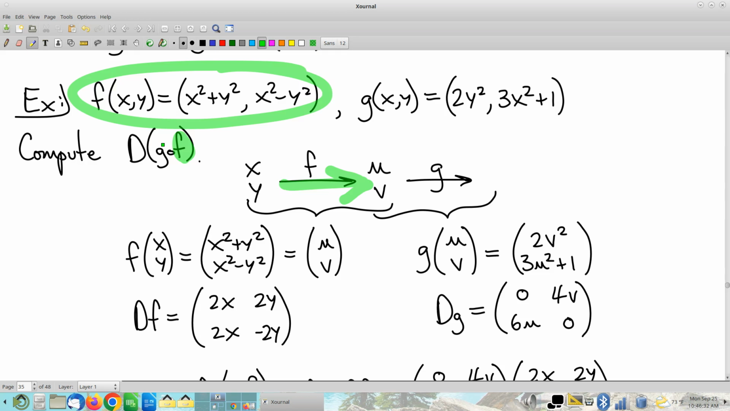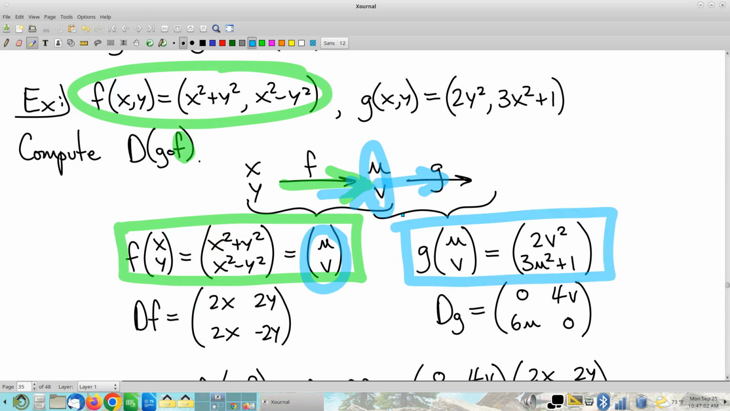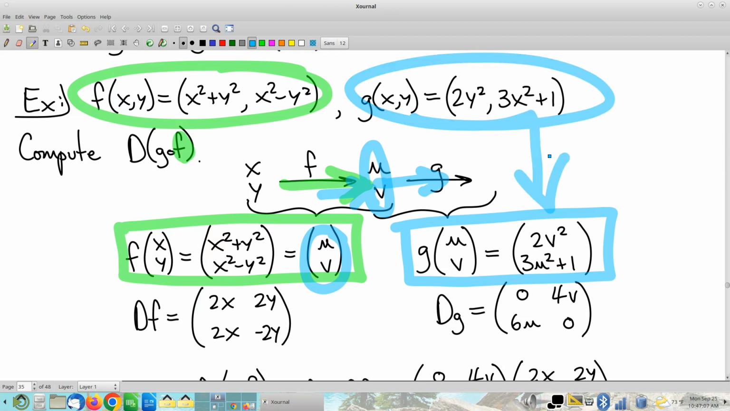F, I'm going to leave written in terms of x and y because I have no reason not to. The outputs, what I'm going to call the outputs, can't call them x and y. Those are the inputs. So the outputs I have to call something else. And whatever you call these outputs from F are also going to be your inputs to G, and that's your tip-off that you need to rewrite the function G in terms of U and V.